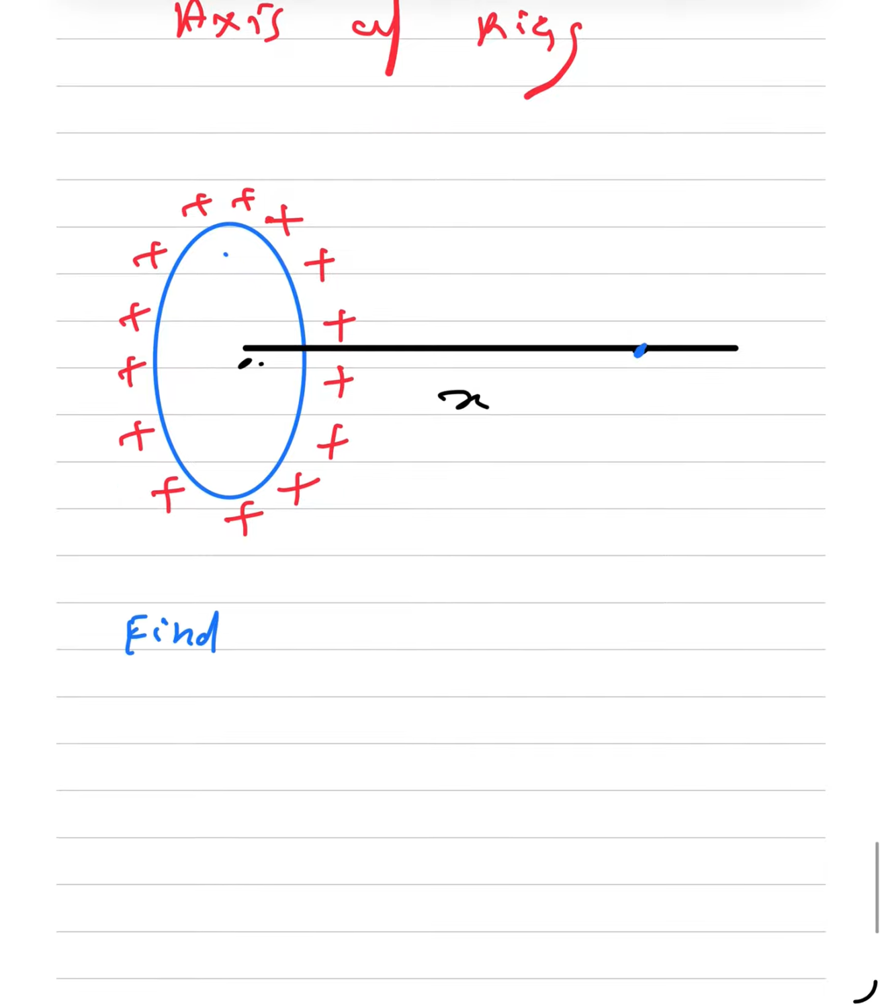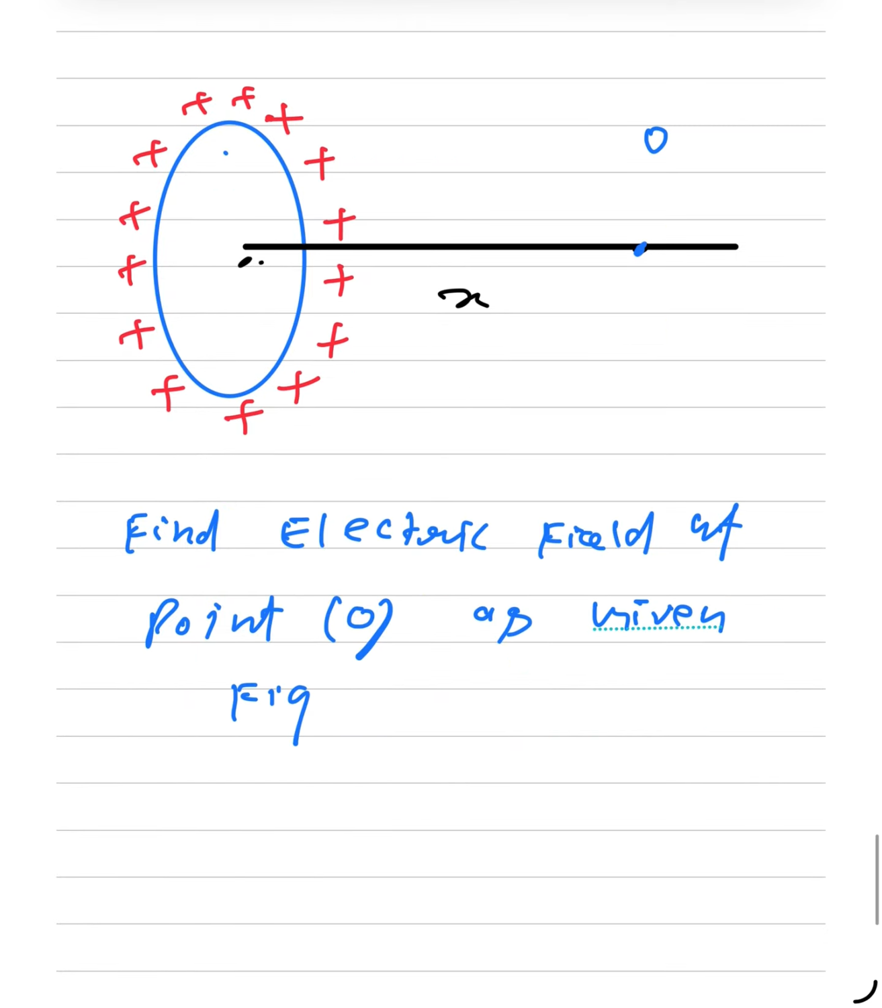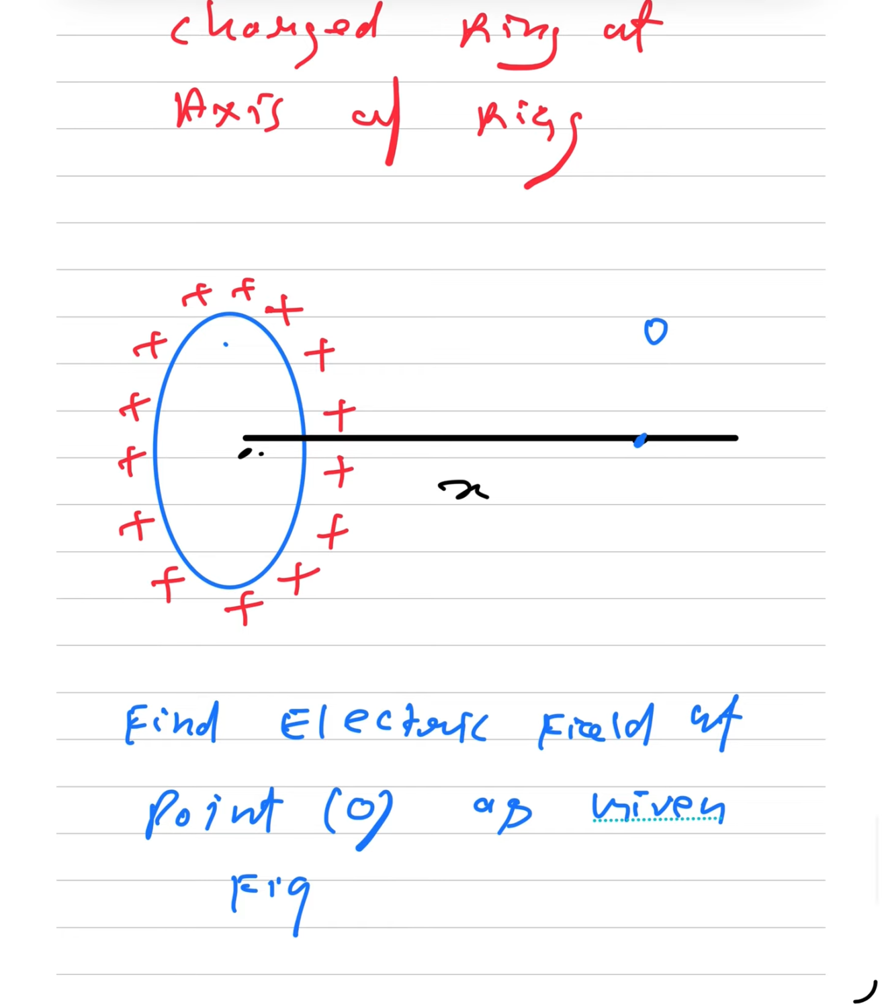Find the electric field at point O, as given in the figure. Then in this situation, a small strip is cut here with charge dq, and due to this small amount of charge, calculate the electric field at this point.